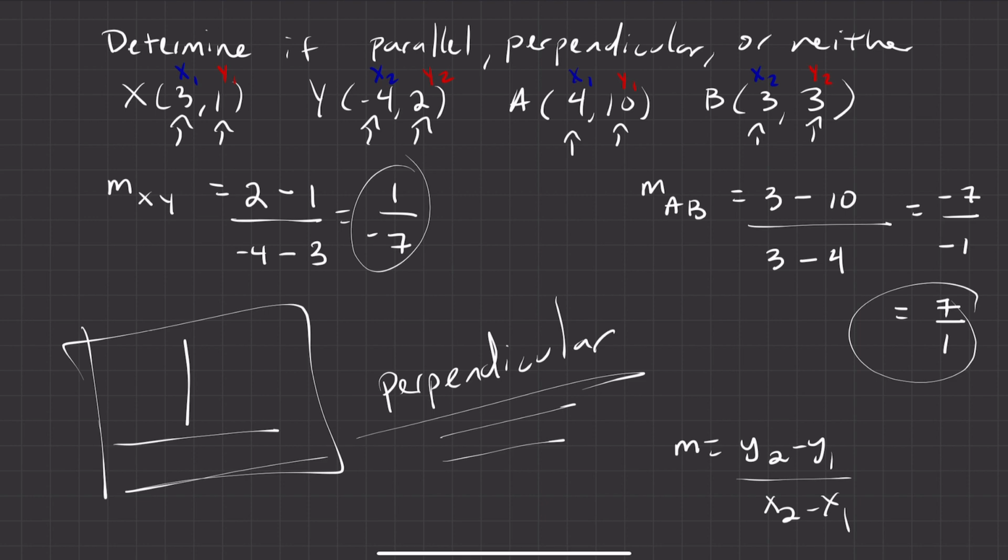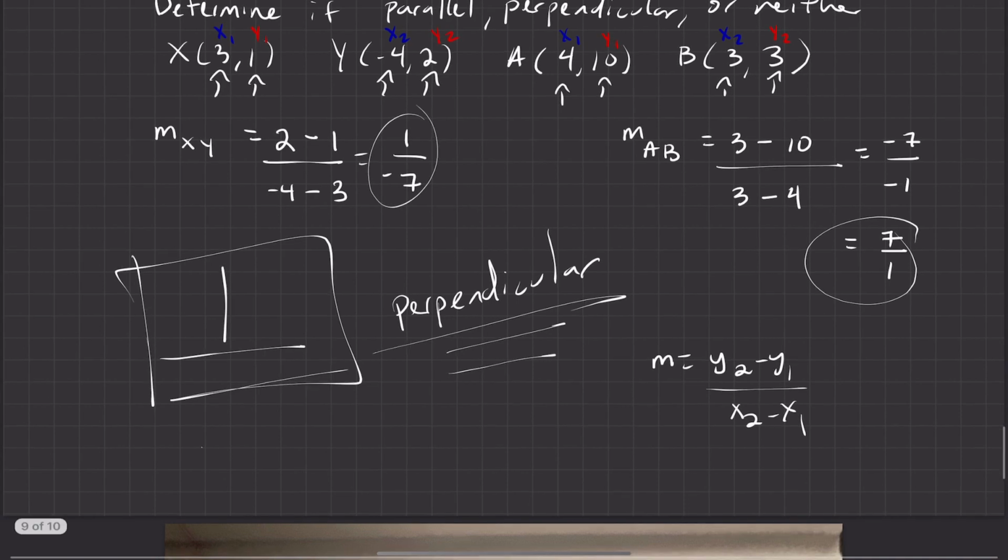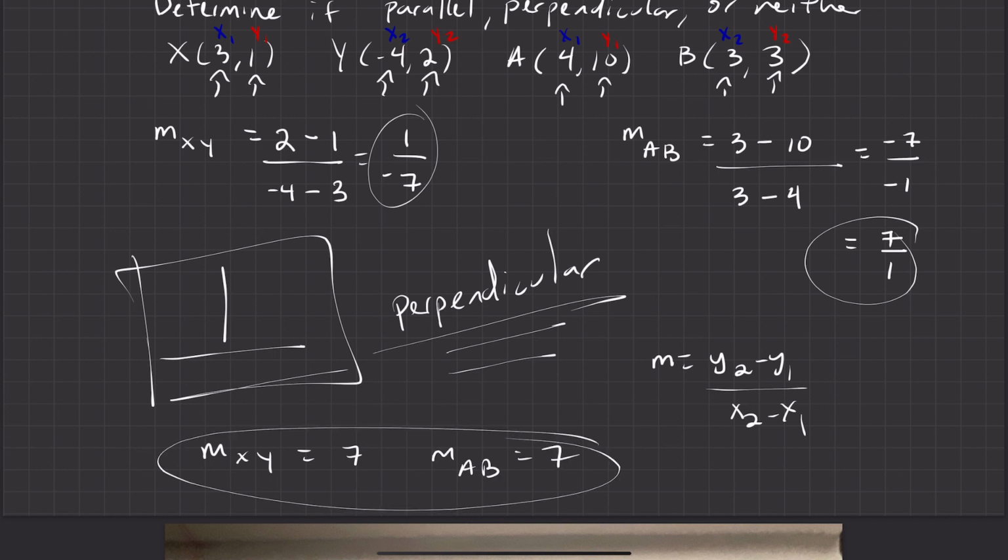Alrighty. Now, one last thing. What happens if you get this? If the slope of XY is 7 and the slope of AB is also 7, what do you say then? Well, you would say it's parallel, right? You would say that those are parallel.